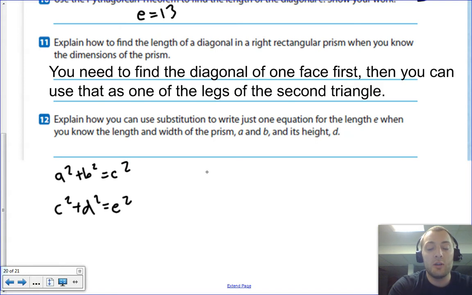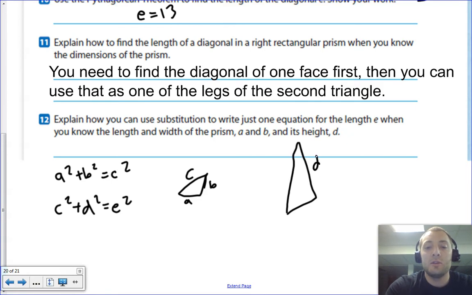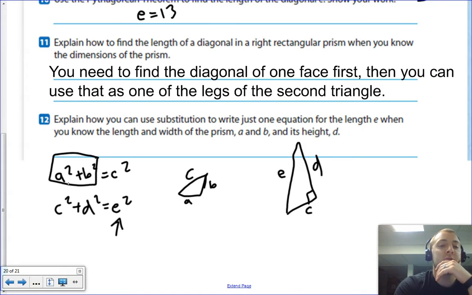So that's what I'm visualizing. We have the smaller triangle. It was a 3, 4, 5 triangle, but if we're assuming A, B, and C. But then if you take that C, and we're saying the height is D, and we're trying to find E, that's the bigger triangle. So I just wrote it for two different things. Now here's the thing. We're ultimately trying to find E squared. So we know that C squared is equal to this. So we could replace C squared with that.